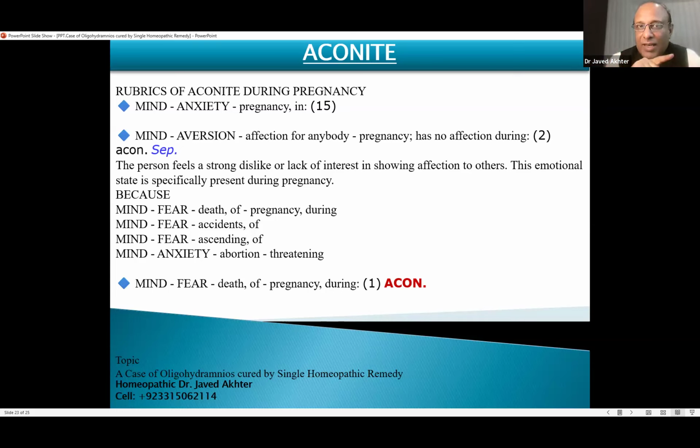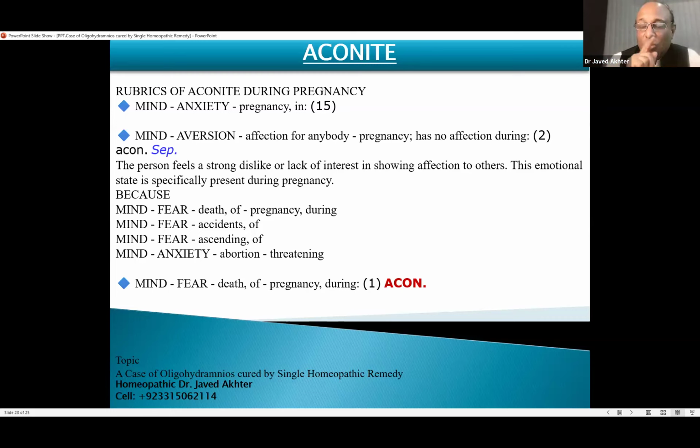Aconite and sepia: during pregnancy, patients have an overconcern about their pregnancy, and at that time this patient has no interest in showing affection, fondness, or loving behavior to others. Others means especially her husband, and even family members. She does not show it.